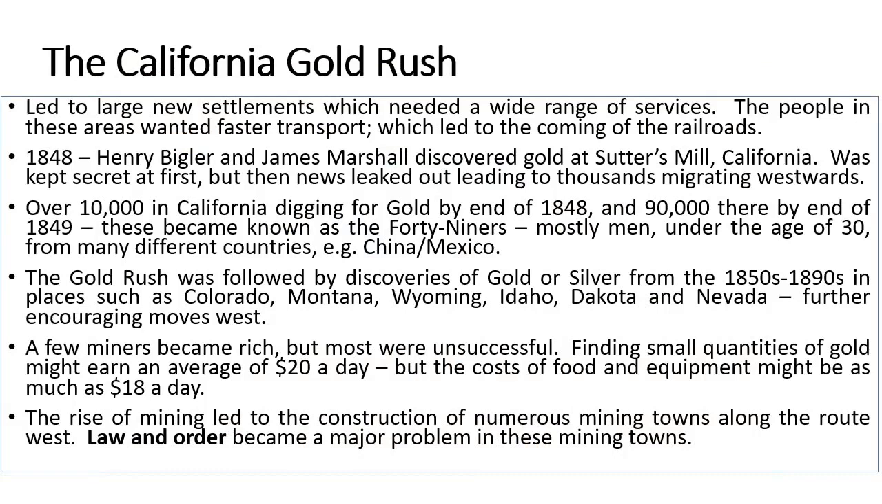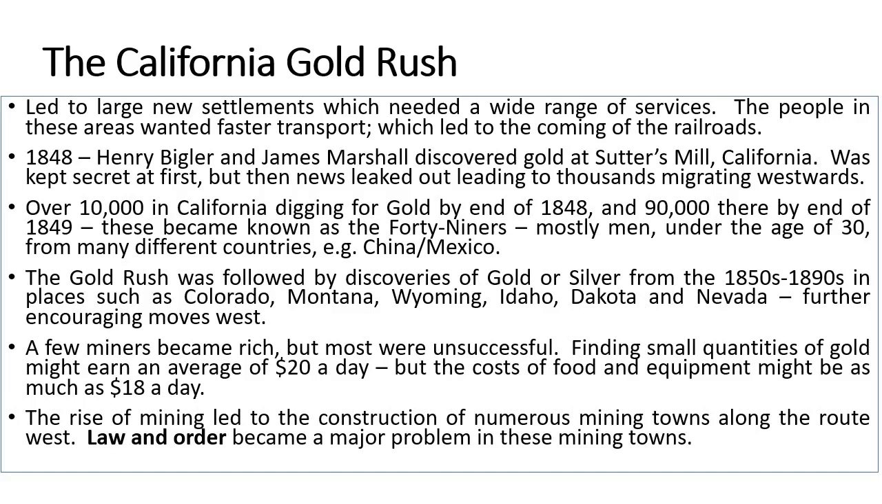News of that discovery leaked out pretty quickly. By the end of 1848, 10,000 people were in California digging for gold. There were 90,000 there by 1849. These were the 49ers, so-called, mostly men, mostly under the age of 30, but not just from the eastern United States. Many have come across from China. Some have come from Mexico in the south, all looking for the opportunity to gain a fortune.